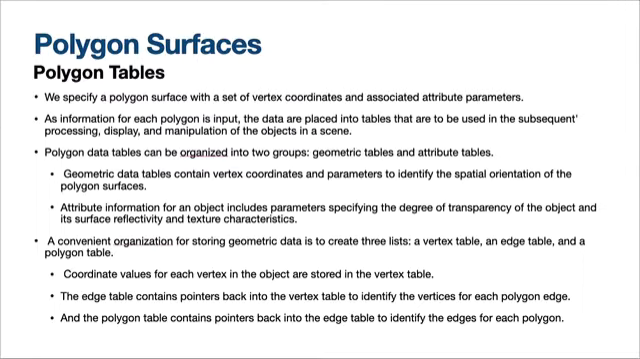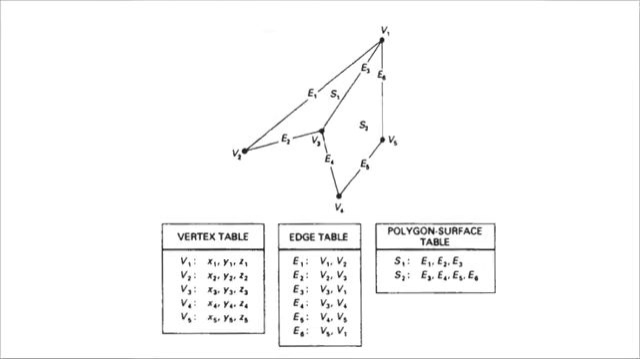The vertex table will have all the coordinate values for each vertex in the object, and they are stored in this vertex table. The edge table contains the pointers back into the vertex table to identify the vertices for each polygon edge, and the polygon table contains the pointers back into the edge table to identify the edges for each polygon. When you see this figure, you will understand it better.